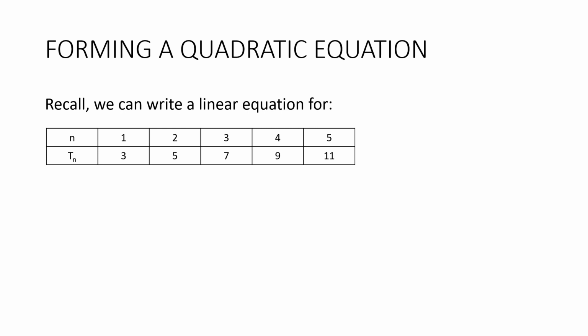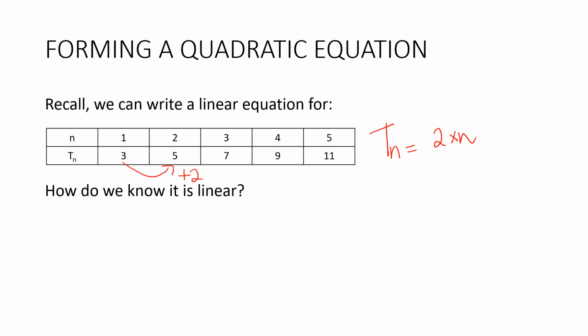Recall, we can write a linear equation for this pattern. The pattern is 3, 5, 7, 9, 11. How do we know it's linear? It's going up by the same amount each time. And remember, if we want to write this as an equation, we would start with Tn is equal to 2 times n, because this is what it's going up by, 2 each time. And then we'd substitute in a point, so 2 times 1 is 2. How do I get from 2 up to 3? I'm adding 1. I'll just check it out with this one here. 2 times 2 is 4, plus 1 is 5.